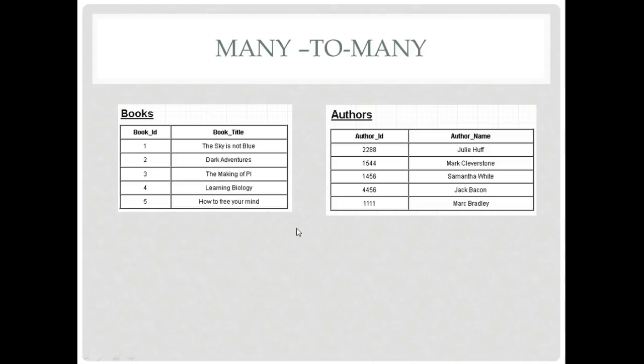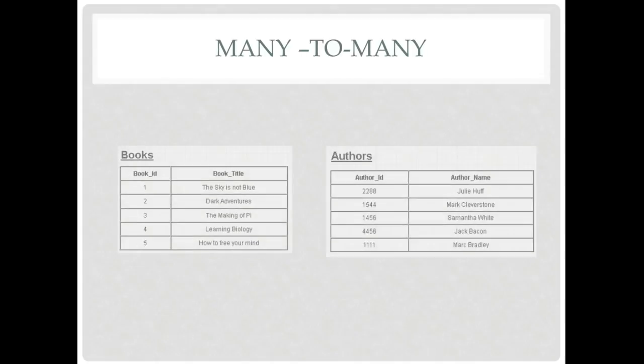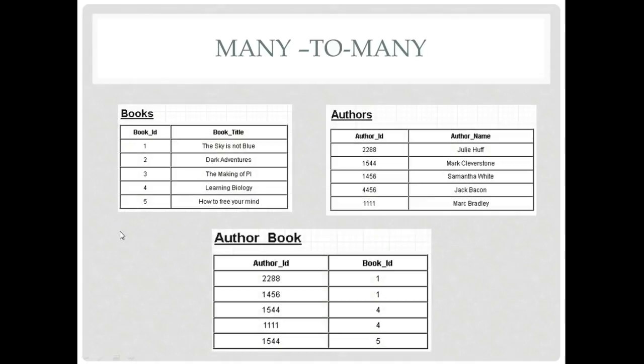And if we were to go back one more time, an author can write multiple books. All right, so as you can see here, we actually have two authors here that have written multiple books. So we have one author who has written multiple books. This author here, 1544, and we also have 1544 right down here. So Mark Cleverstone has written 2 books. Mark Cleverstone has written book ID 4 and book ID 5.